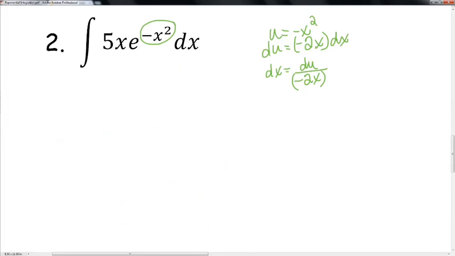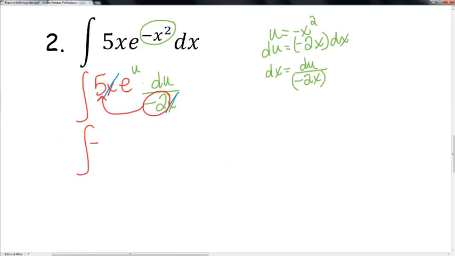So we can go ahead and substitute in the antiderivative of 5x e to the u times du over negative 2x. Well, I hope you notice your x's can cancel. And let's move this negative 2 underneath the 5, so it becomes negative 5/2. And that'll be our coefficient. So we have negative 5 over 2 e to the u du.